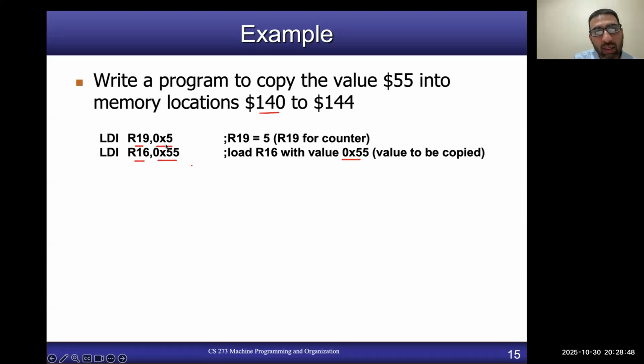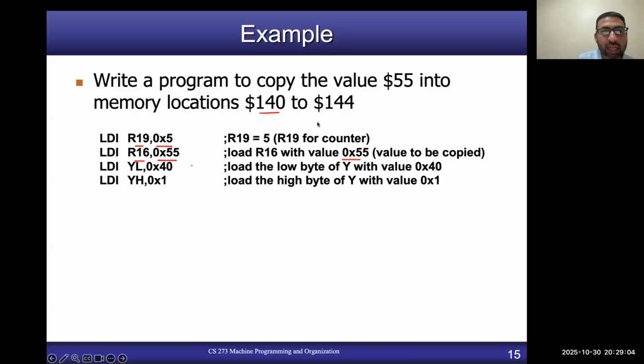So initially, we are putting 5 in R19 as a loop counter. Then we are putting in R16 0x55, which is the value we want to put into these five memory locations, 140 to 144. And then we need to load the starting address. What is the starting address? It's the address of the first location where we want to put our value. So the first address is 140.